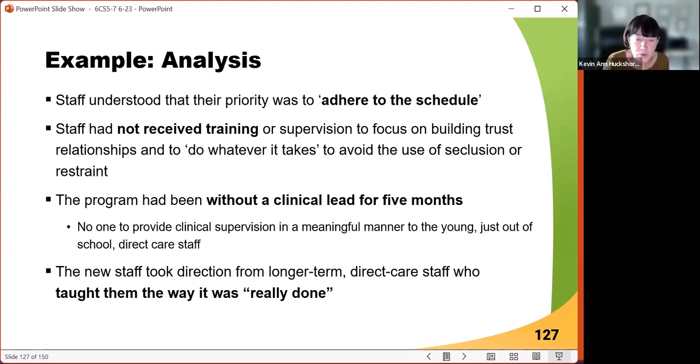The other thing that was important here was that the licensed clinical social worker, who was kind of the clinical lead and who would be on the unit helping staff make some of these more difficult decisions, we had a vacancy for 5 months. So there's no one providing any kind of help to the direct care staff, many of whom were very young. And so the new staff took direction from the longer term staff who had been there for a while and taught them the way it was really done. So it was this whole cluster of things. Next slide.